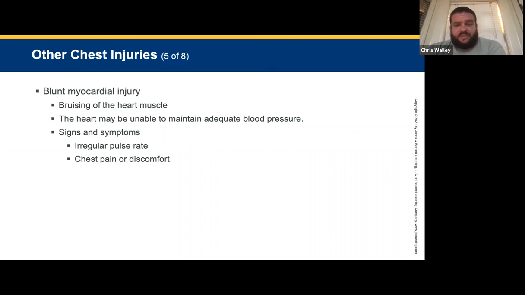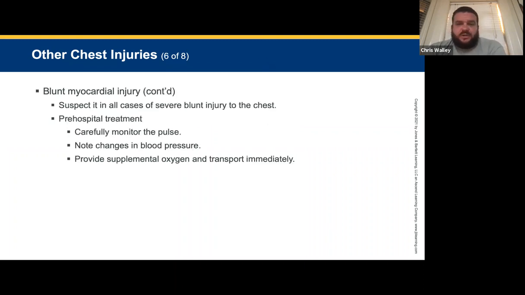We suspect everything. Myocardial contusions, monitor the patients carefully. We're going to do that. We're going to apply our tools. We're going to check their pulse ox. We're going to check their O2 saturations. We're going to make sure that their blood pressures are monitored every 5 minutes. And we're going to make sure that they're comfortable and relaxing as we transport them to the hospital.